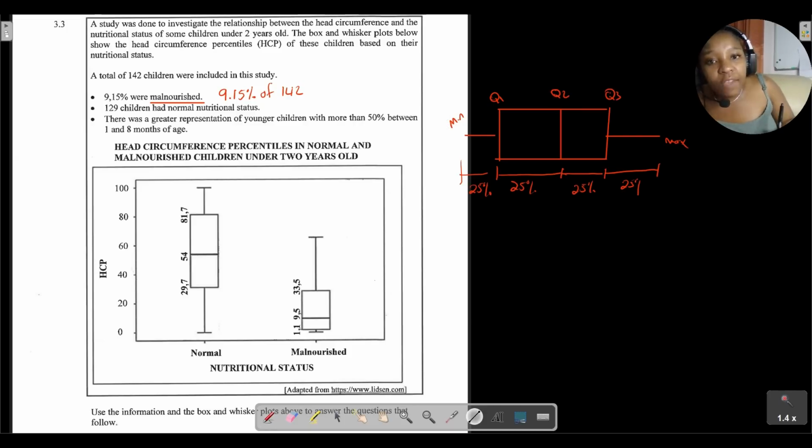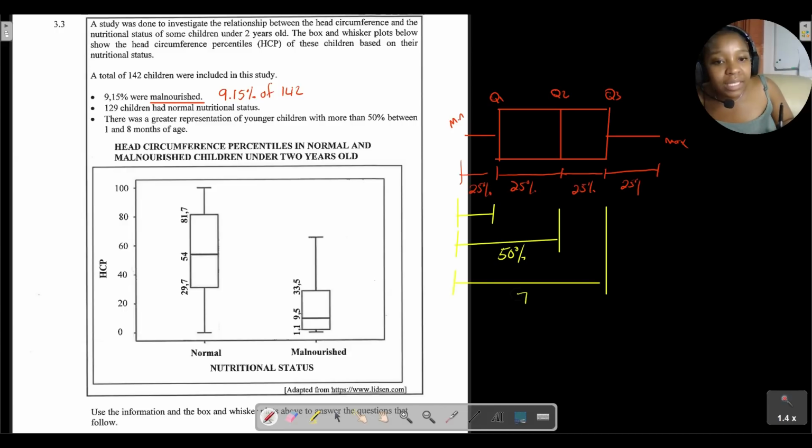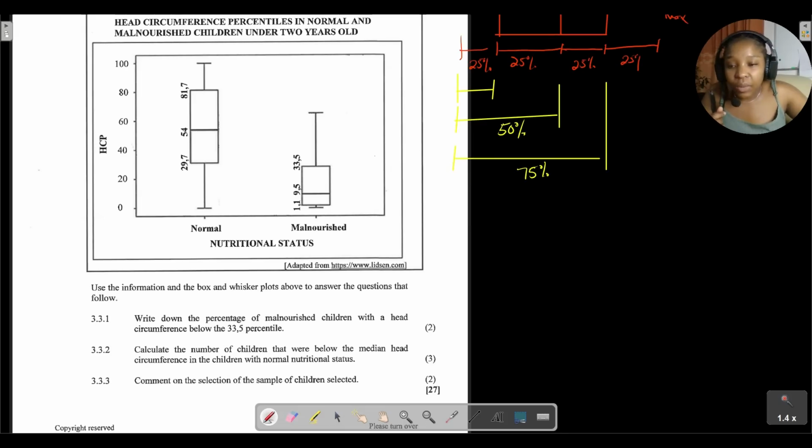Meaning that if we had to determine the percentages represented by Q1, it's 25%. Then from the minimum to Q2, 50% of our data is represented. From our minimum to Q3, 75% of our data is represented, and 100% from the minimum to the maximum. So we basically need to understand this before we have a look at answering questions pertaining to these box and whisker diagrams.